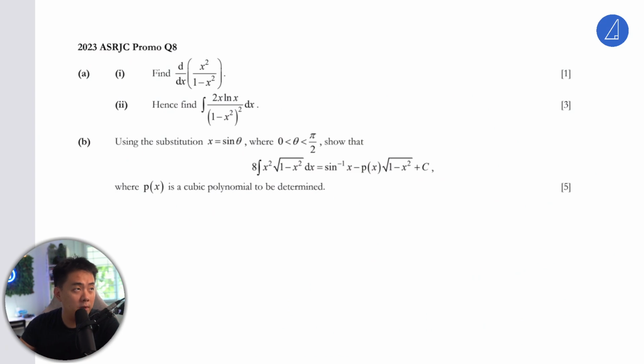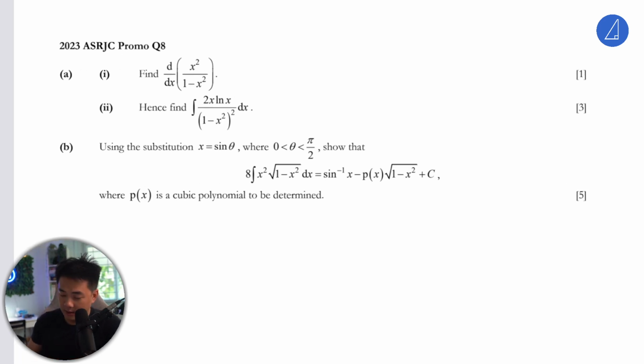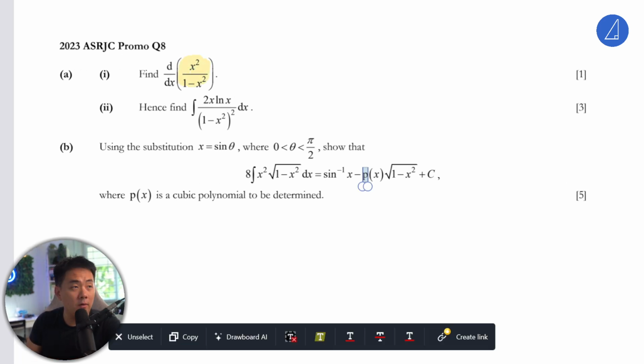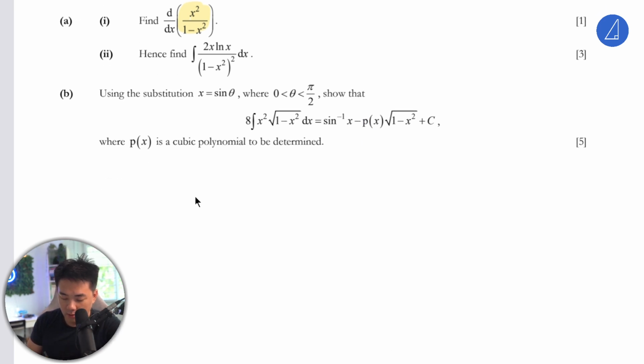Hi students, let's look at this question here, which is on integration, techniques of integration. Let's see how we can do this proficiently. So what you need to understand is we were told to find the derivative of x squared over 1 minus x squared. I think this is just a standard question here. So what you need to do is essentially just use the quotient rule.